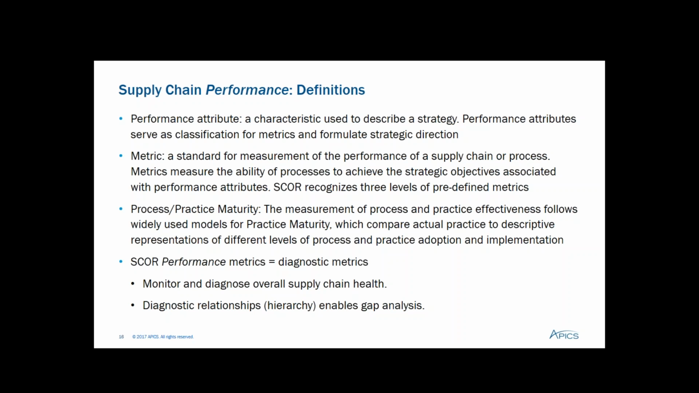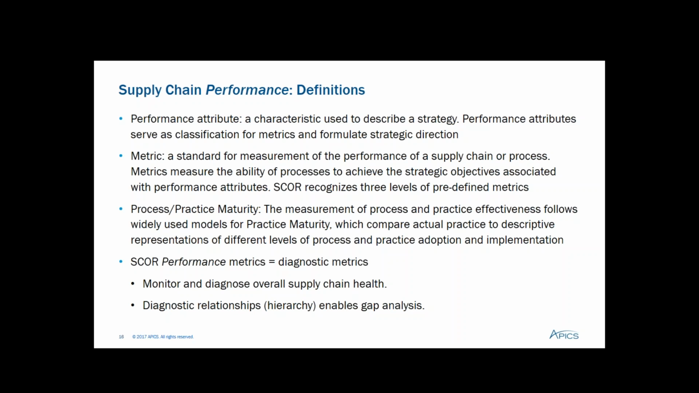SCOR recognizes 3 levels of predefined metrics. Level 1 metrics are diagnostics for the overall health of the supply chain. These metrics are also known as strategic metrics and key performance indicators, or KPIs. Benchmarking level 1 metrics helps establish realistic targets to support strategic direction. Level 2 metrics serve as diagnostics for the level 1s, and the diagnostic relationship helps to identify the root cause or causes of a performance gap for a level 1 metric. Level 3 metrics serve as diagnostics for level 2 metrics.